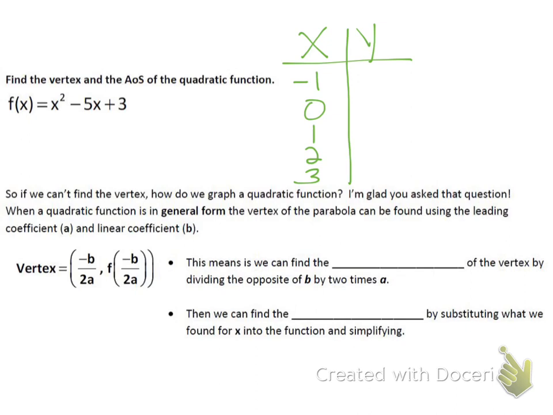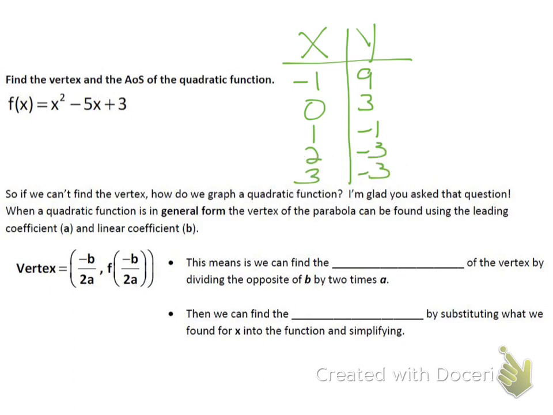Those x values were -1, 0, 1, 2, and 3. When I plug in -1, I get 9. When I plug in 0, I get 3. When I plug in 1, I get -1. When I plug in 2, I get -3. And when I plug in 3, I get -3. I don't really see a mirrored value. The vertex is probably happening in here somewhere, but we got lucky.